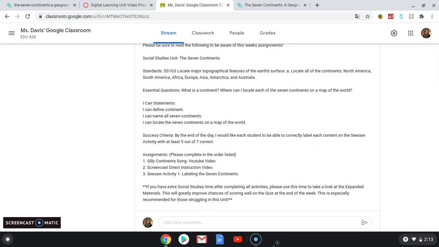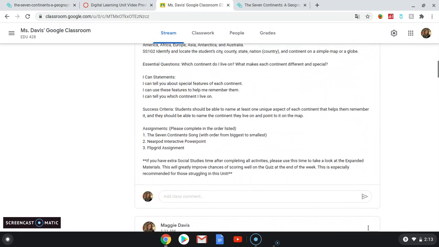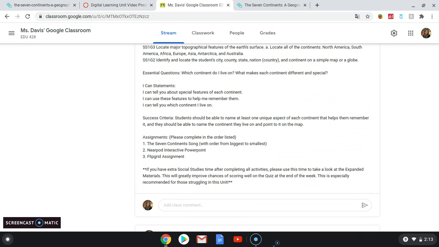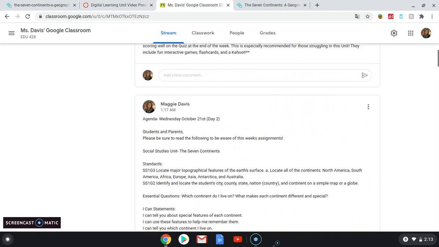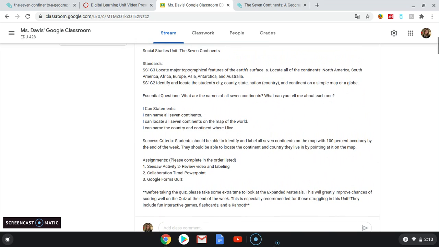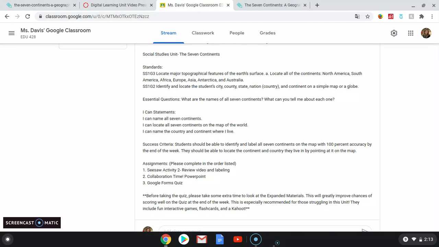correctly labeling each of the continents on a Seesaw activity with at least 5 out of 7 correct. On the second day, students should be able to name at least one unique aspect of each continent that helps them remember it, and be able to name the continent they live on and point it out on a map. By the last day, the end of the unit, students should be able to identify and label all 7 continents on the map with 100% accuracy, and they should be able to locate the continent and country they live in by pointing at it on the map.